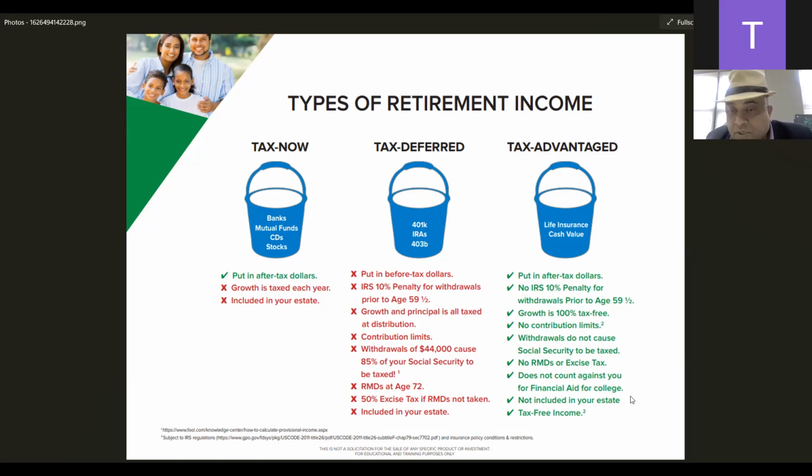Withdrawals do not cause Social Security to be taxed. This is very good. No RMDs, and it does not count toward your financial aid. This is very good. What happens is, if you are putting money anywhere else, let's say in a 529 plan, which is another educational tool, whatever money you put in a 529, you can only use it for education. You cannot use it for anything else unless you are ready to pay a penalty.